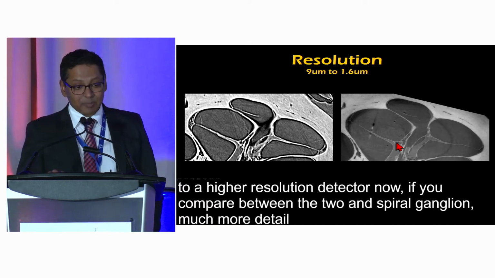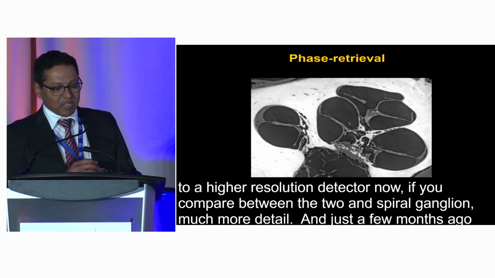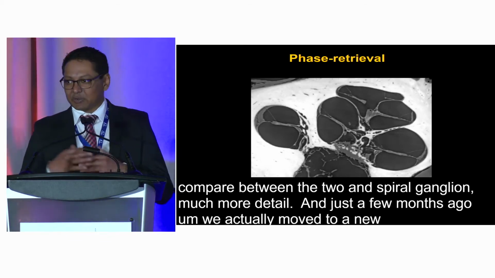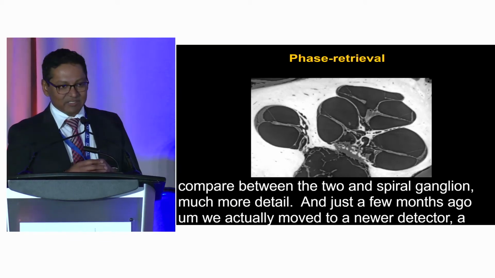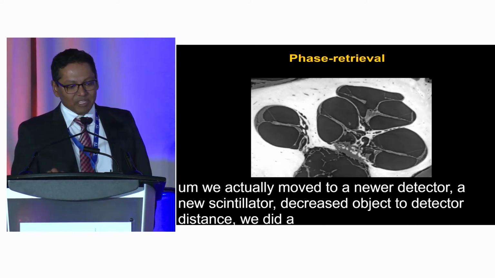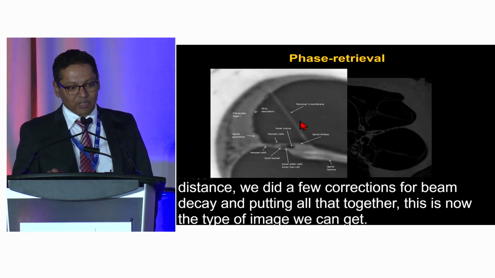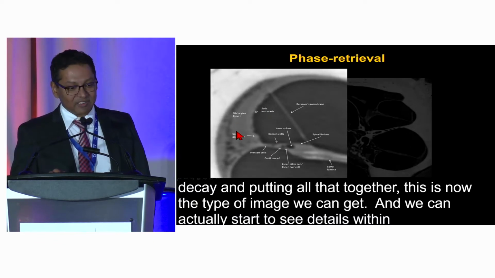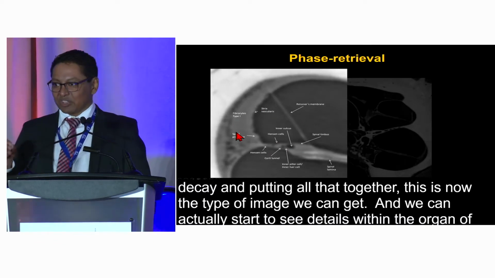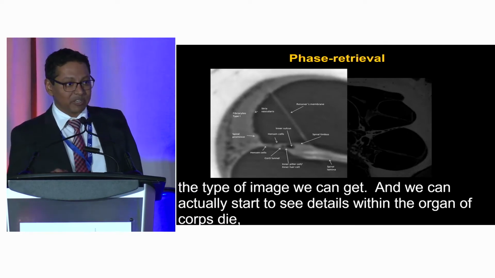Just a few months ago, we actually moved to a newer detector. We had a new scintillator, we decreased our object to detector distance, and we did a few corrections for beam decay. Putting all that together, this is now the type of image we can get. We can actually start to see details within the organ of Corti, Reissner's membrane, stria vascularis. So we aren't quite at histology yet, but we're getting there. We're getting quite close while maintaining all the three-dimensional information.